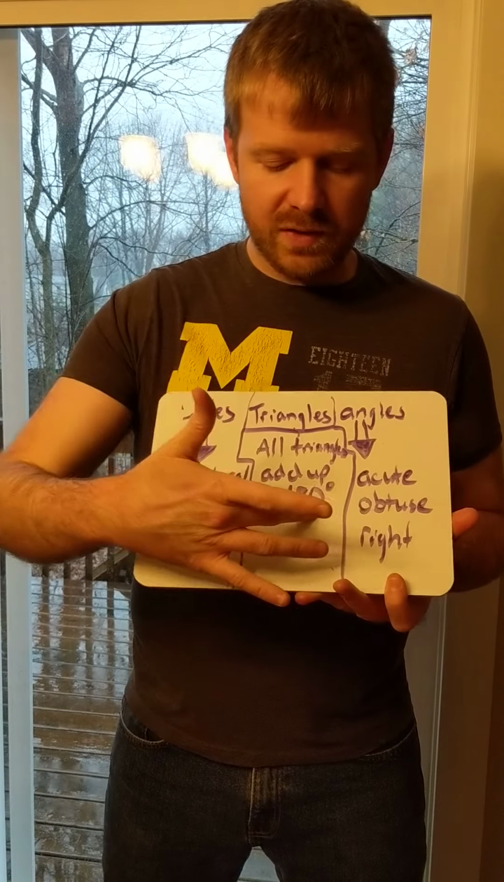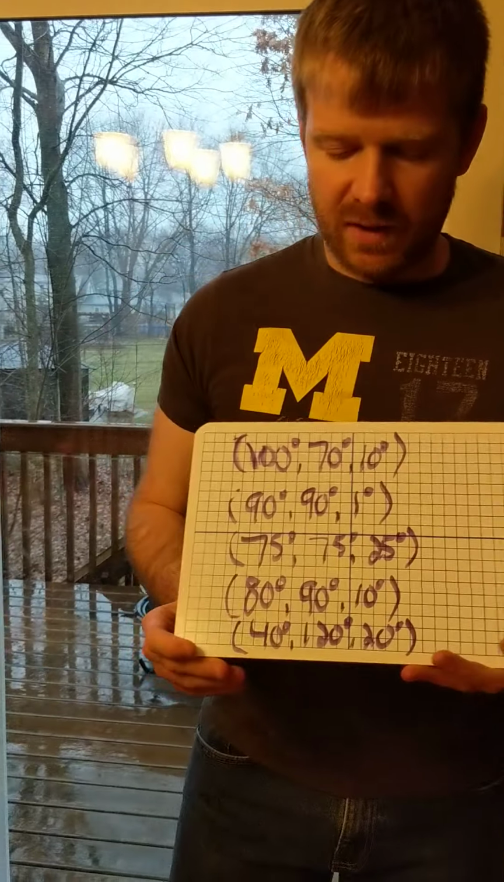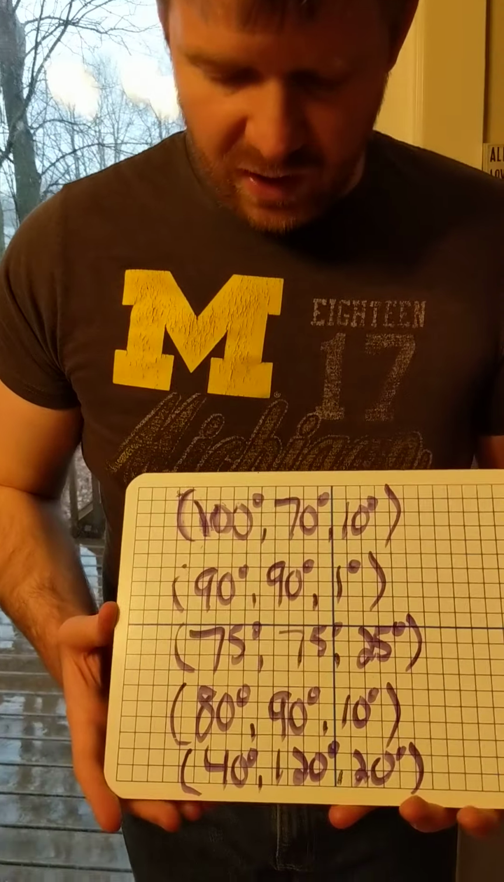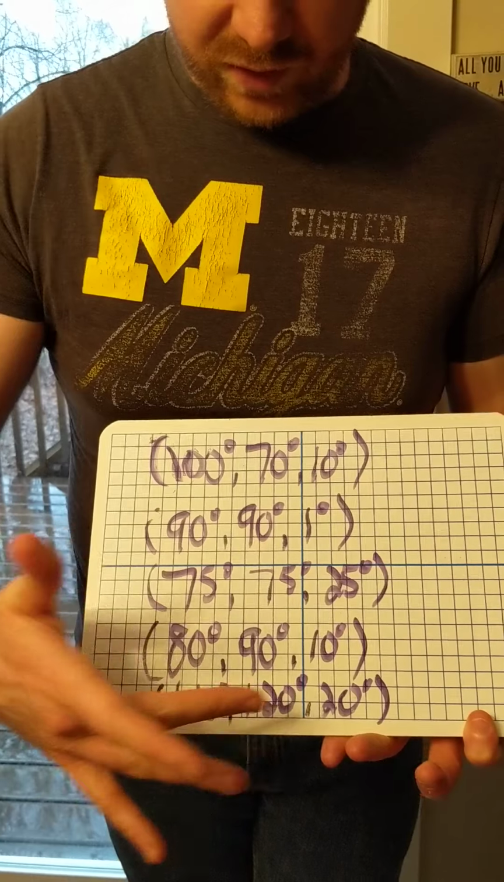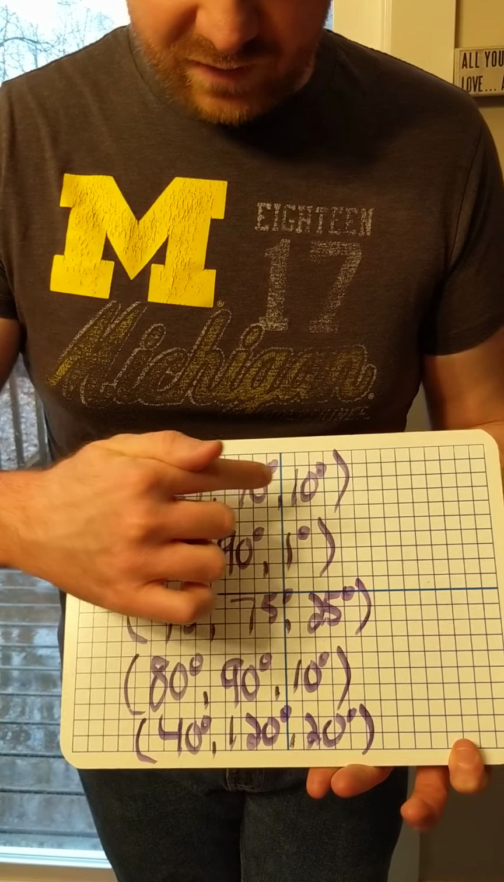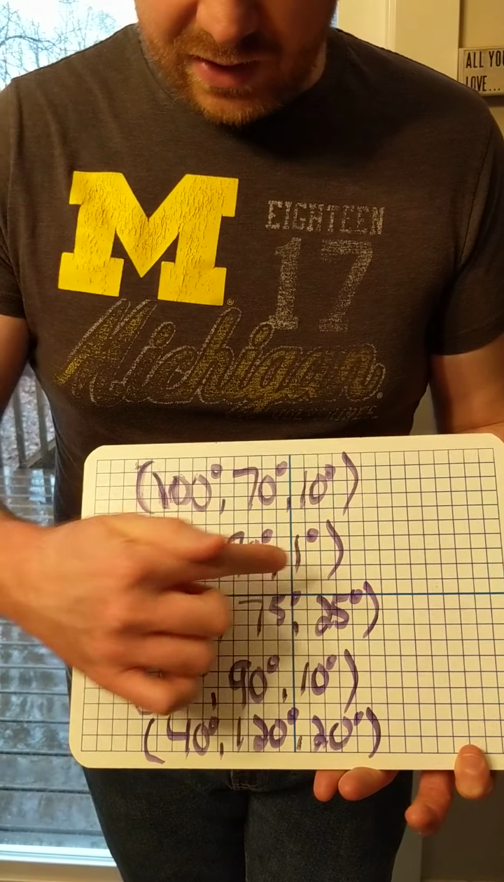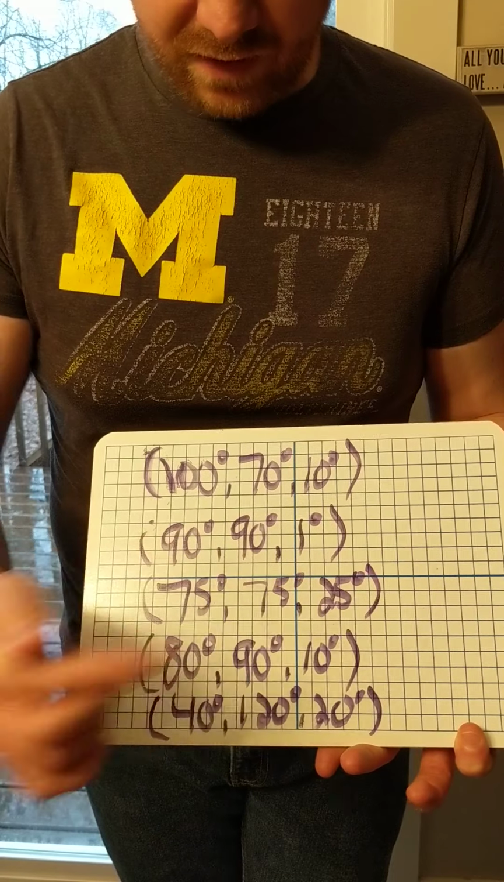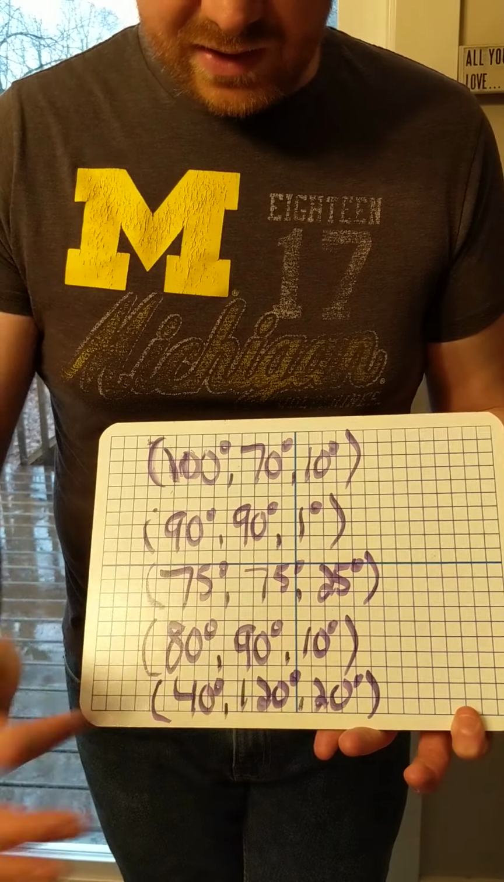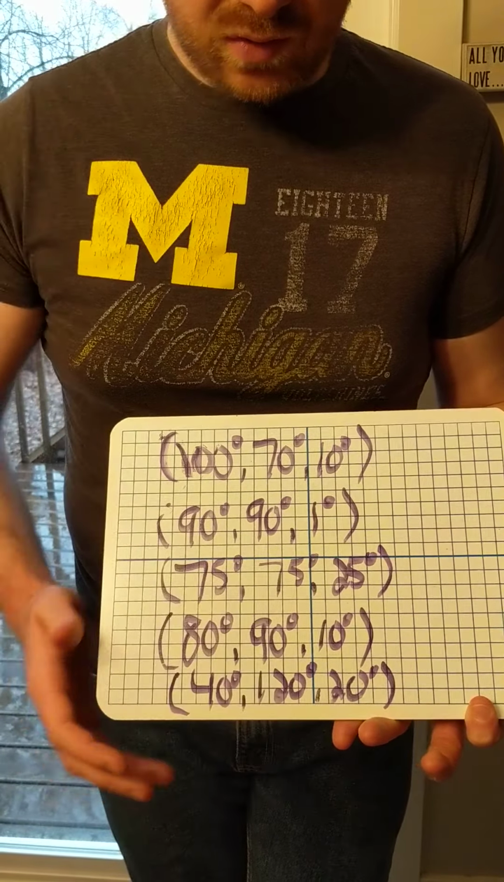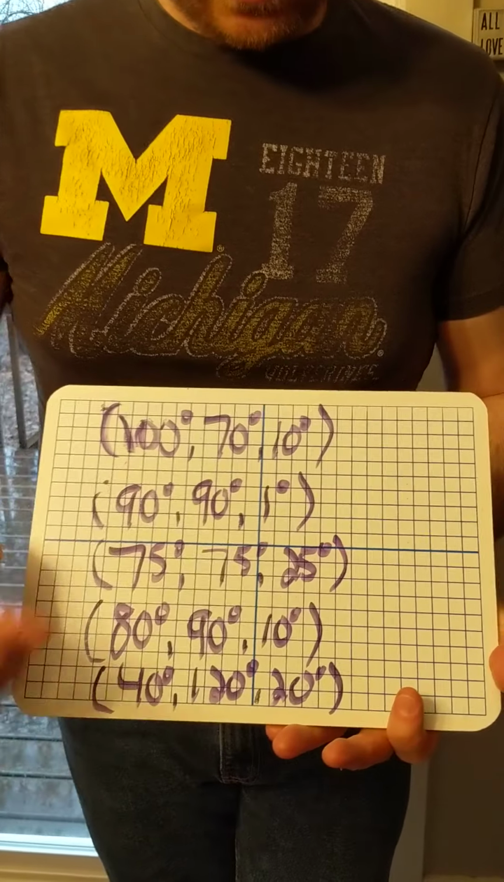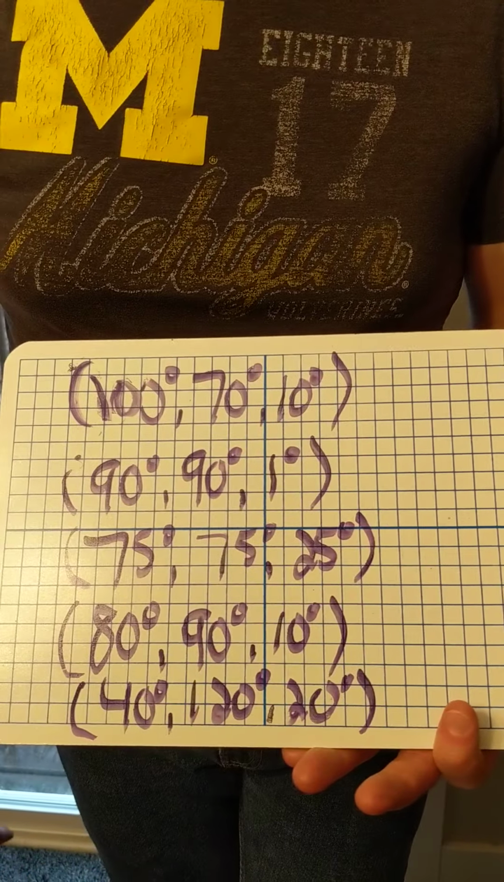But knowing all triangles add up to 180 degrees, your homework I want you to work on is the following angles. I gave you three angles since all triangles have three. I have 100, 70, and 10; 90, 90, and 1; 75, 75, 25; 80, 90, 10; 40, 120, 20. You can just simply put yeses and nos for if these are in fact triangles.